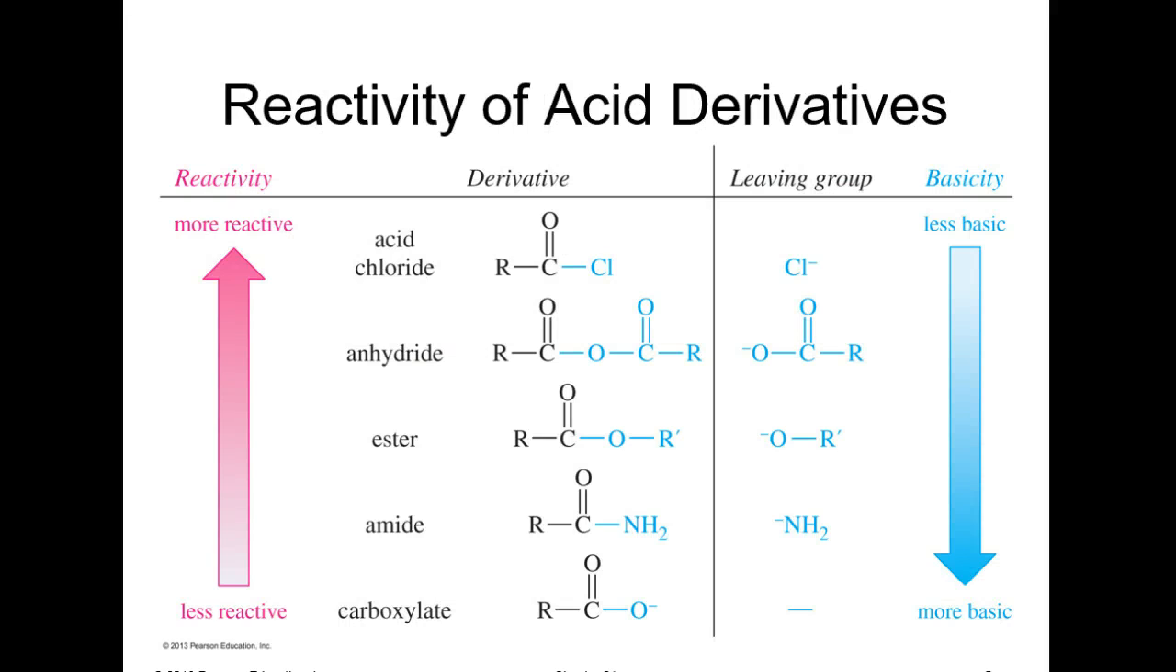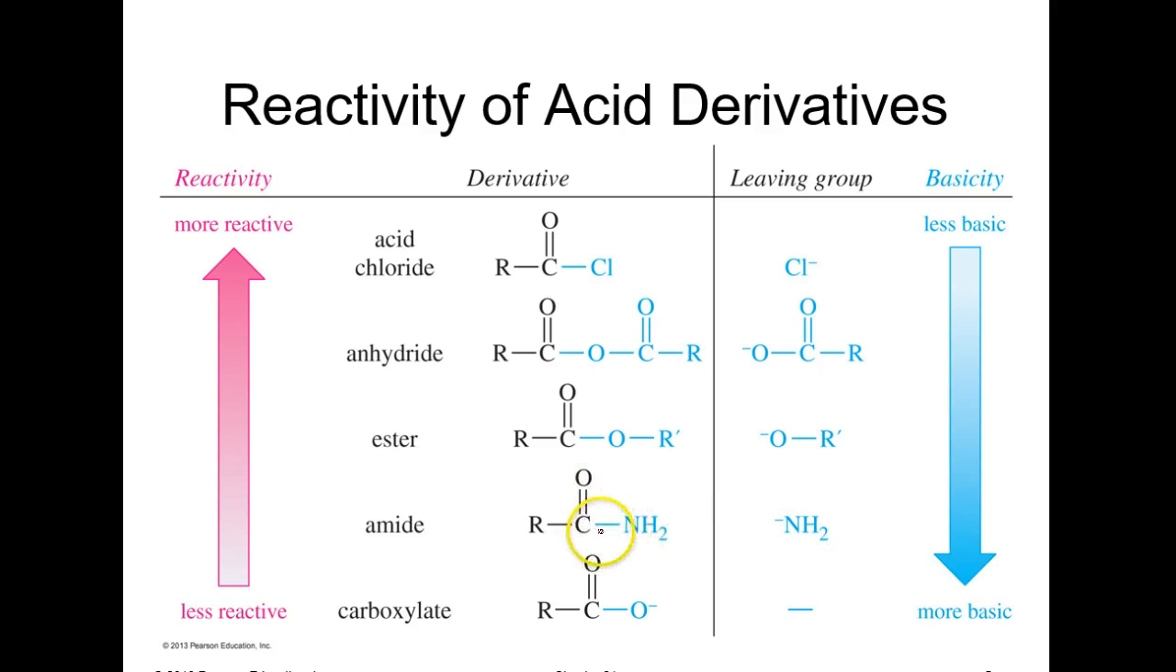Now, as far as reactivity, this is what we've talked about before. The acid chloride is the most reactive. The anhydride is the next most reactive. Then the ester, then the amide, then a carboxylate group is really not reactive because you have a negative. Again, remember, leaving group ability depends on how strong of a base it is. The weaker the base, the better the leaving group. The stronger the base, the worse the leaving group. So amides are really poor leaving groups.